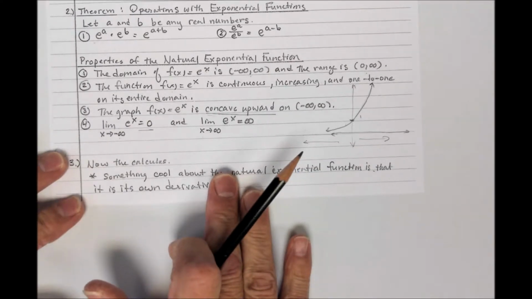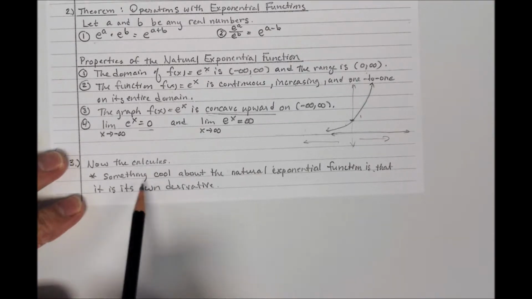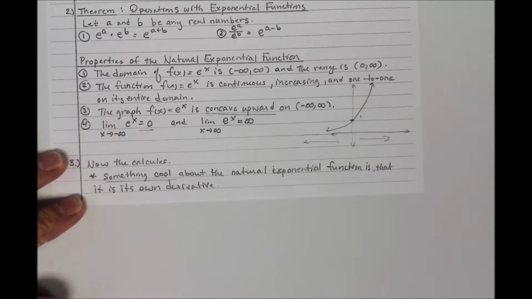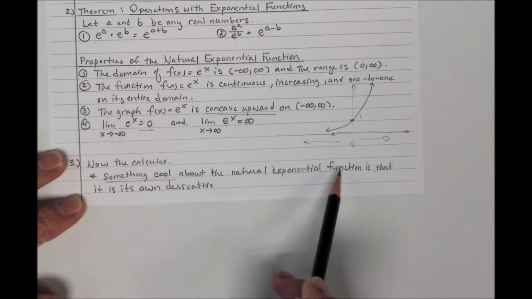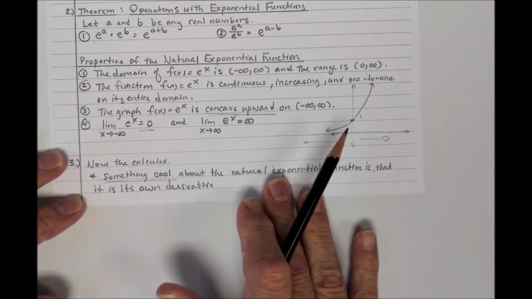Now, a little bit about some calculus here. I've written something cool, and of course I don't normally write something cool unless it is cool, about the natural exponential function: it is its own derivative. Not too many functions can say that. And here's the theorem that states it.